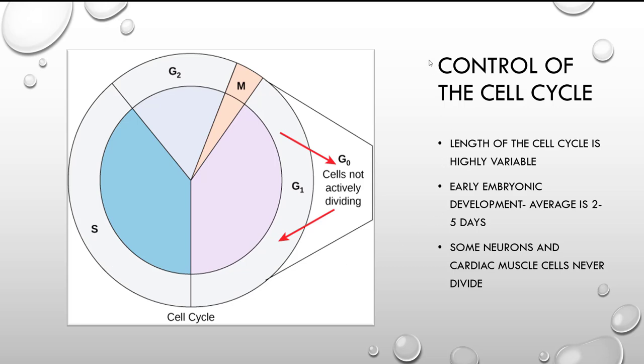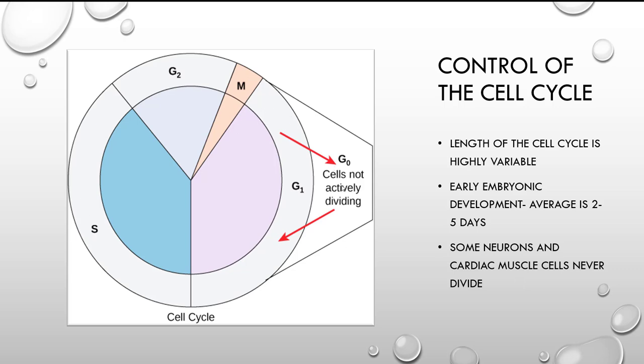So let's talk about the control of the cell cycle. The length of the cell cycle is highly variable. Early on in embryonic development, like when sperm meets egg and you have a zygote, and then it starts to divide into 2 cells, into 4 cells, into 8 cells, and 16 cells, and you get a clump of cells, a blastula and gastrula and embryo. The average length it takes in the cell cycle is anywhere from 2 to 5 days of actively dividing.